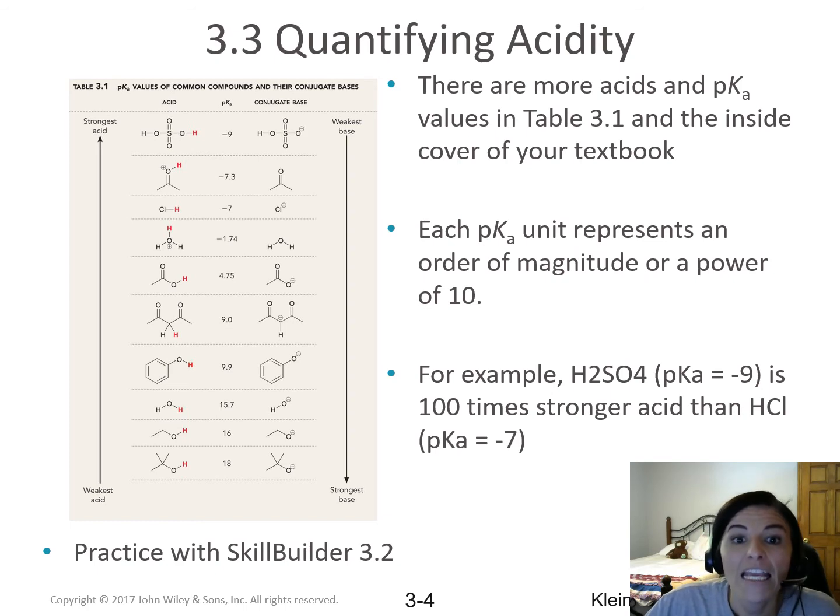Okay? Each pKa unit represents an order of magnitude, a power of 10. Okay, so what does that mean? So for example, H2SO4 has a pKa of -9. It is 100 times more acidic, or 100 times a stronger acid than HCl, which has a pKa of -7, because each one of those units is a power of 10 since we're using a logarithmic scale.